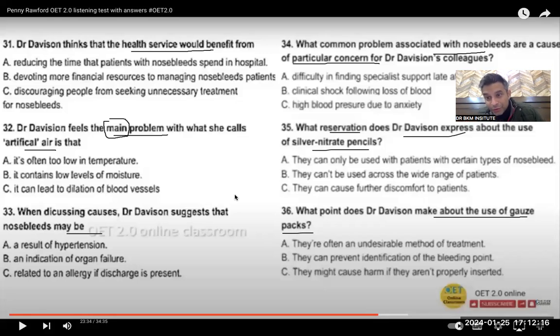Kidney or liver no longer functioning. Organ failure, kidney or liver no longer working. Failure, they are talking about organ failure. Organ, kidney is an organ, liver is an organ.